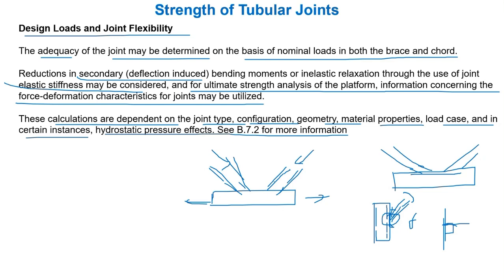Hydrostatic pressure effects also impact the joint can, but usually it won't have much impact because they are very thick members. It will come only for the members, jacket leg member, sleeve member, where the thickness is less. At that location, axial load combined with hydrostatic pressure will reduce the load carrying capacity of the members.